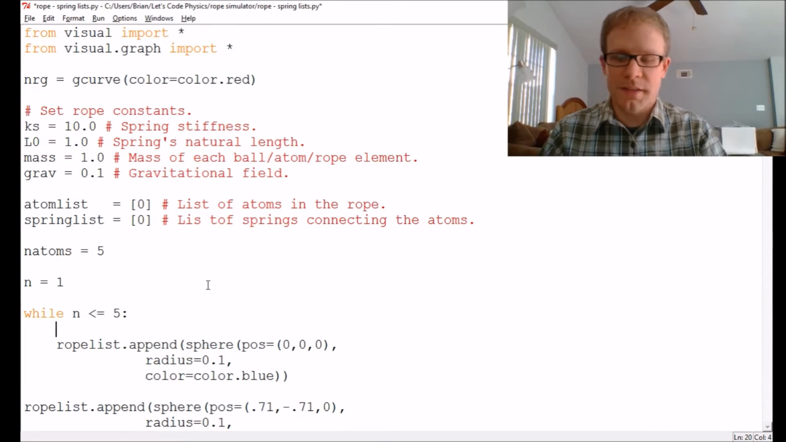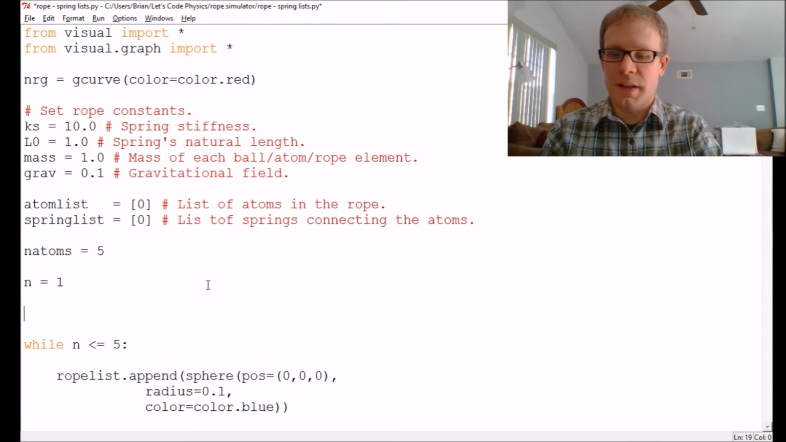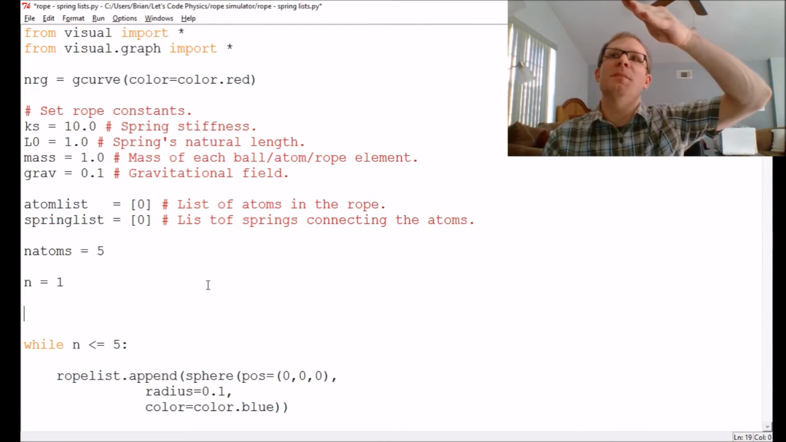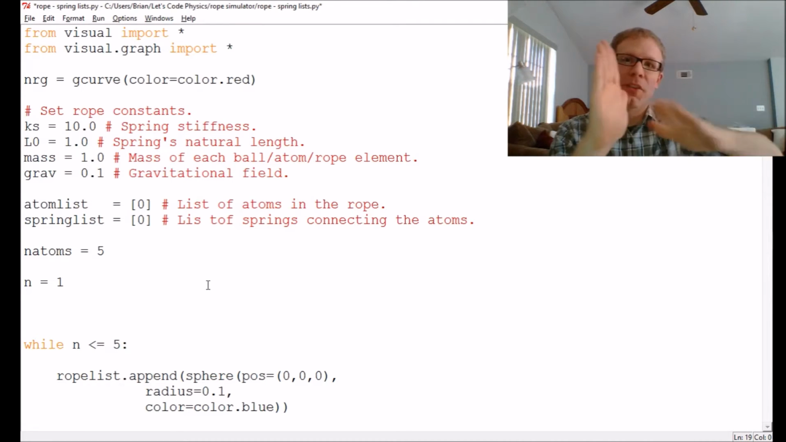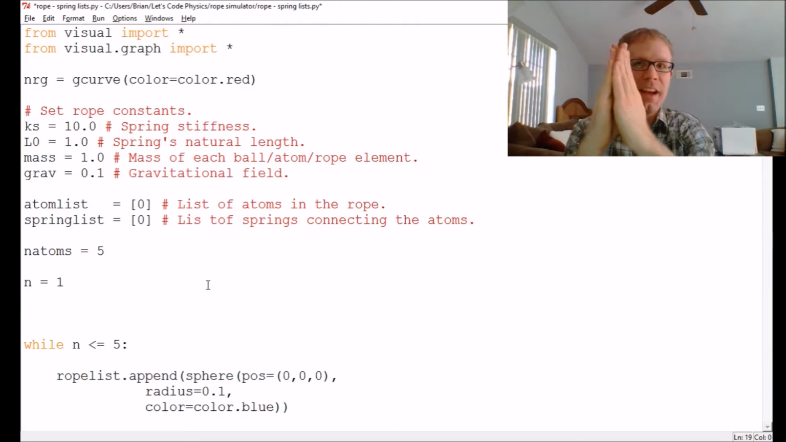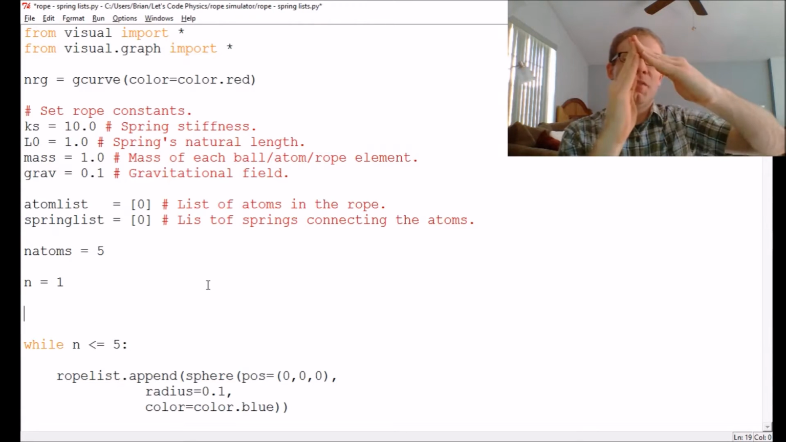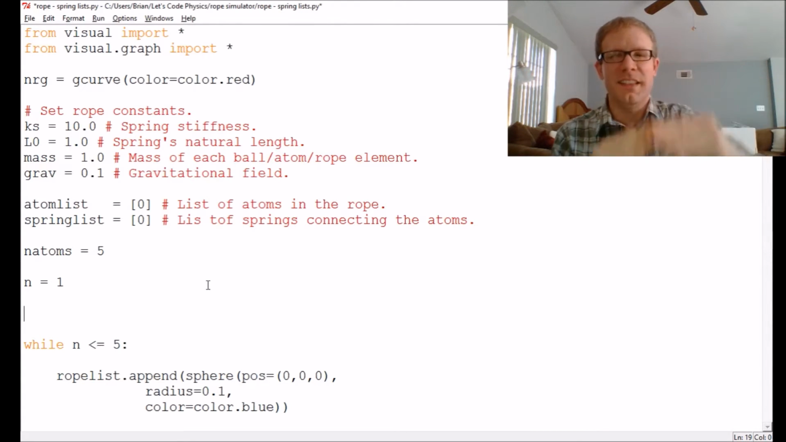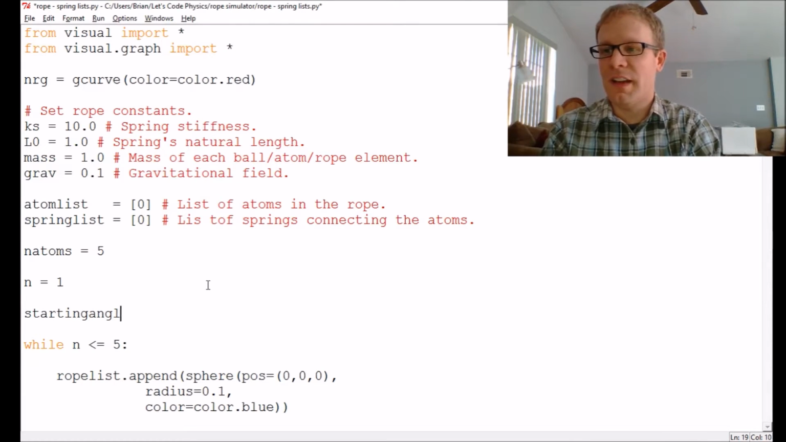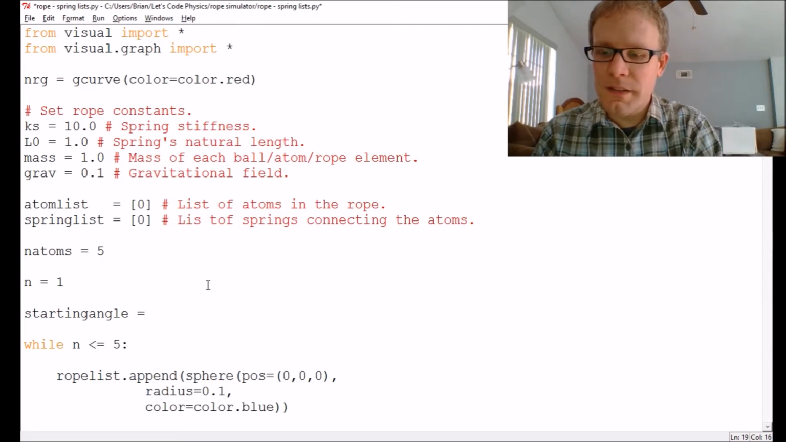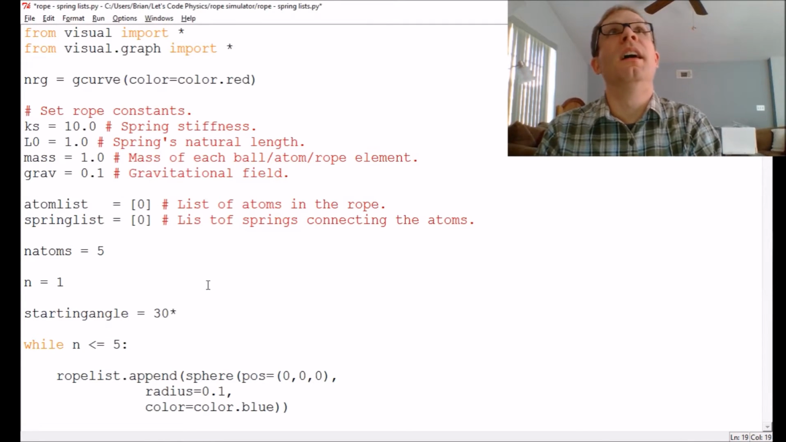Let's create something called a, so I want to think of this in terms of the rope being at a certain angle. Let's just start with the rope hanging at a certain angle, maybe from the vertical. So 0 degrees would be straight down, 30 degrees would be like this, 45 degrees would be like this, 60 degrees would be like this-ish. So let's call it starting angle. And let's start with 30 degrees.